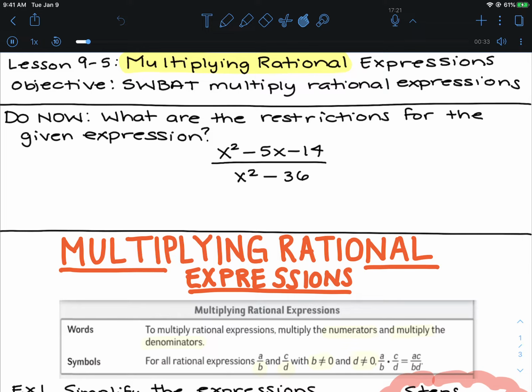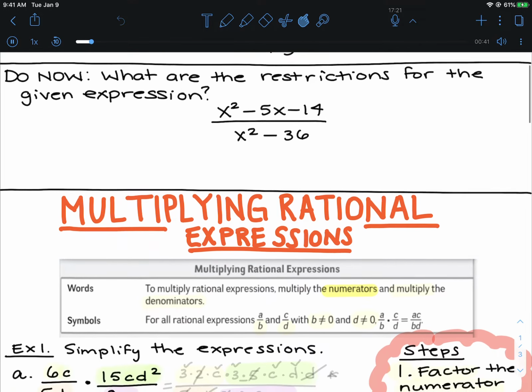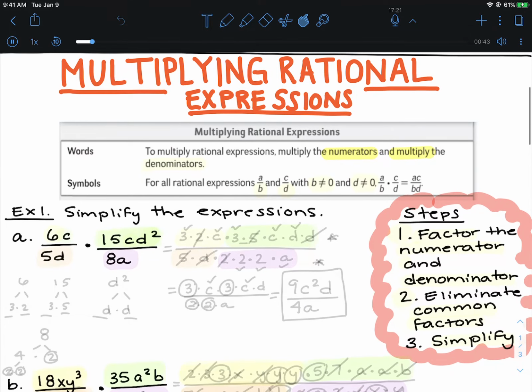So multiplying rational expressions. When we're multiplying rational expressions, you multiply the numerators and you multiply the denominators. Okay. So just make sure that when you're multiplying rational expressions that your denominators cannot equal 0. So that's why b cannot equal 0 and d cannot equal 0, even when you multiply them. Okay. So just keep that in mind. So let's go ahead and move on to the first example.